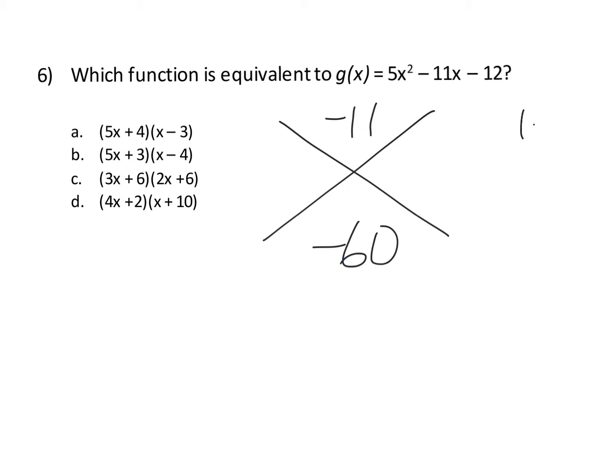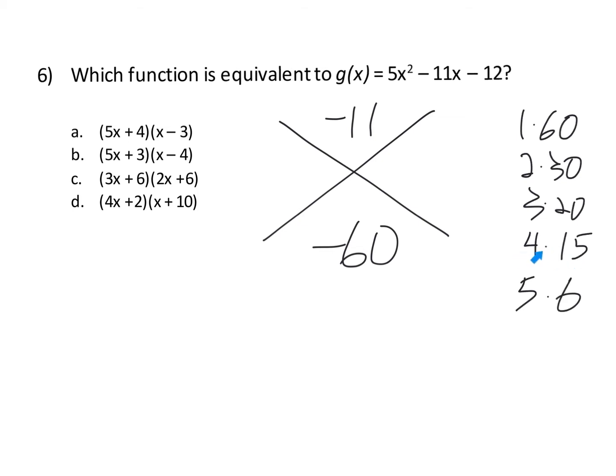Let me work through the factors real quick. That's 1 times 60, 2 times 30, 3 times 20. Let's see, 4 times 15, and 5 times 6. Well, 15 and 4 are the terms that we can make equal to 11, or negative 11. We're going to use 4 minus 15, because 4 minus 15 equals negative 11. And when you multiply a positive times a negative, you get a negative 60.